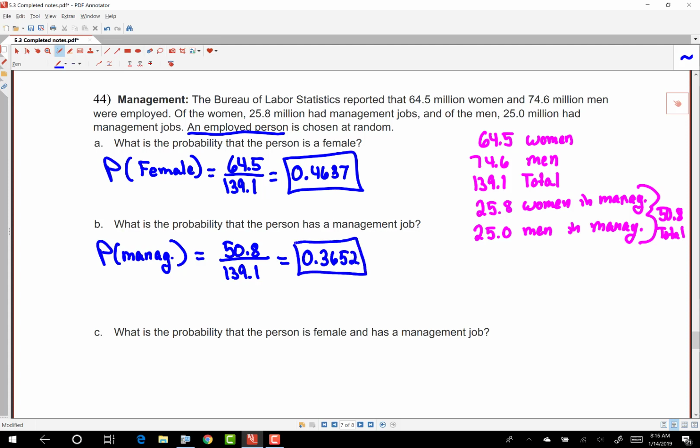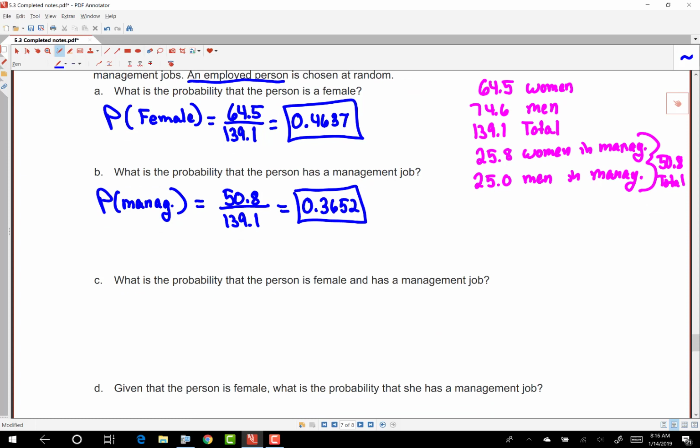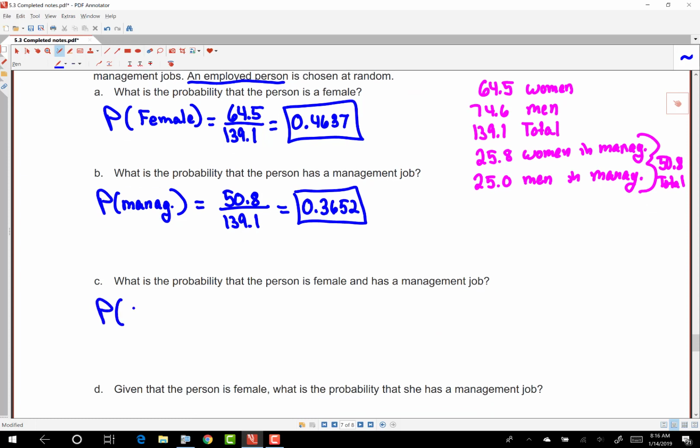Okay, then what is the probability that the person is female and has a management job? So we want the probability of a female and they're in management. Okay, so how many females are in management? That's 25.8. We're not given any conditions, so it's still out of the grand total, 139.1. It doesn't say given that. They just have two characteristics. So 25.8 out of 139.1 gives us 0.1855.